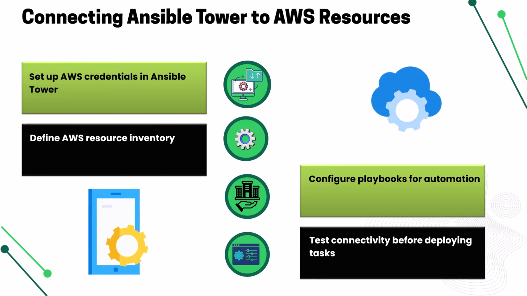Connecting Ansible Tower to AWS sounds fancy, right? First, AWS credentials go in, but double-check them because typos are sneaky. Then, define the inventory. Otherwise, your tower won't know what it's managing. Set up automation, because clicking buttons manually is so last decade. Finally, test connectivity, unless you enjoy troubleshooting failed deployments.